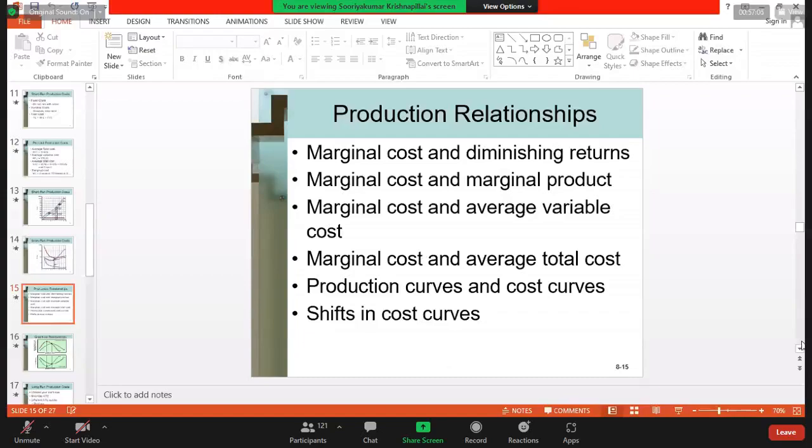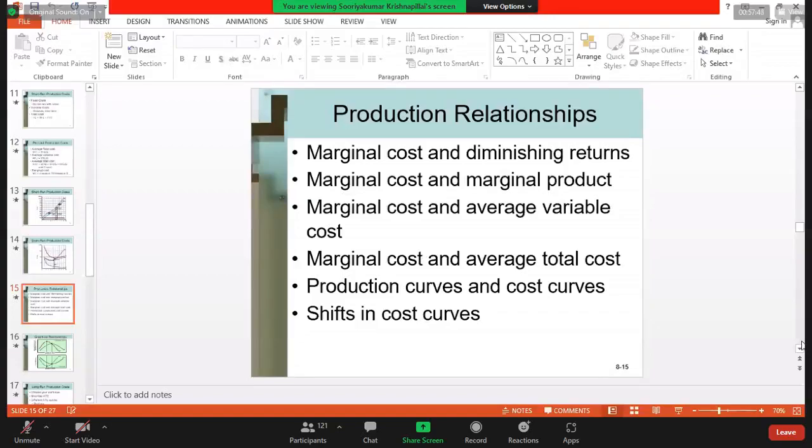So, shifts in the cost curve. These average cost curves and the total cost will shift if there is a change either in input price or technology. If the input price changes and technology changes, this cost curve shifts. If there is no change in the input price and no change in the technology, this cost curve will not change.